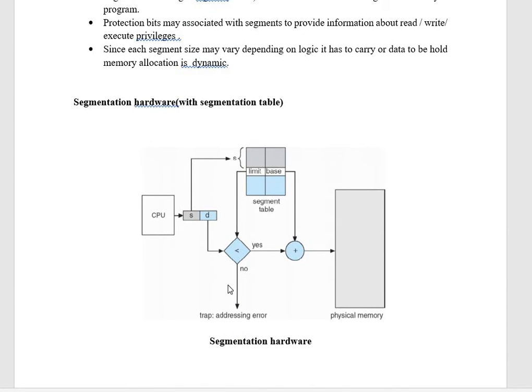Here we have a segmentation hardware diagram which shows how exactly the addresses of the segments will be mapped onto the physical address. Here the CPU generates the logical address for the segment. Whenever the logical address is generated by the CPU under segmentation, it has two parts: S indicates the segment number and D indicates the offset.